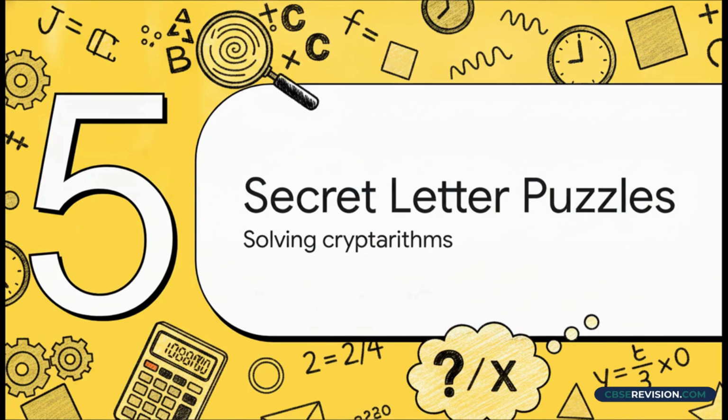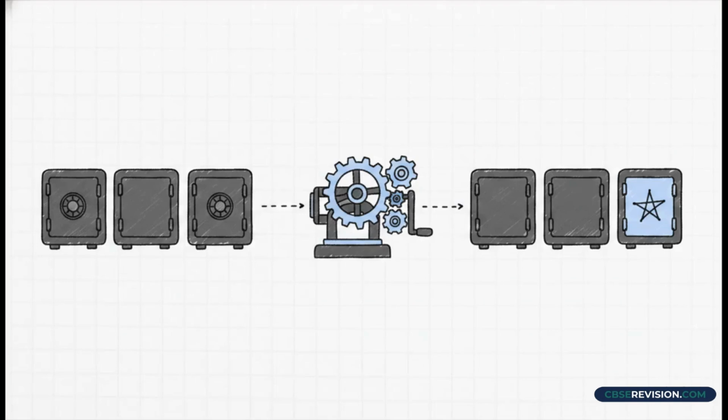Let's look at part 5, solving secret letter puzzles, also known as cryptarithms. Consider this fine little puzzle. We have the letters B, Y, and E. Together, this represents a 3-digit number. It's being multiplied by the number 6, and the result equals another 3-digit number represented by the letters R, A, and Y. So how on earth do we find out what numbers these letters are hiding?